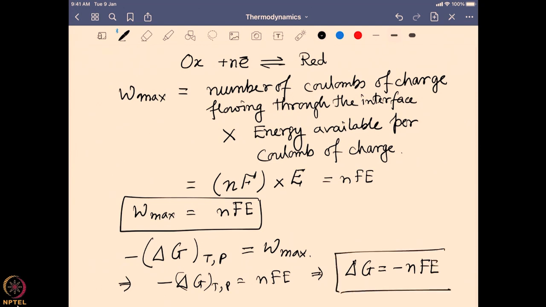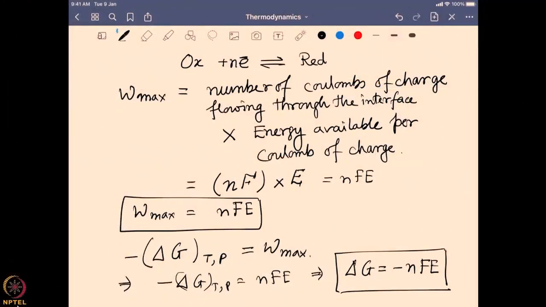So for an electrochemical cell, we can easily find out the overall Gibbs free energy change, which is nothing but minus nFE. n is the number of electrons involved in this redox change. F is the Faraday, which takes care of the overall coulombs of charge available. And E is the energy available for this particular reaction per unit coulomb. So this is the factor that is coming into the picture.